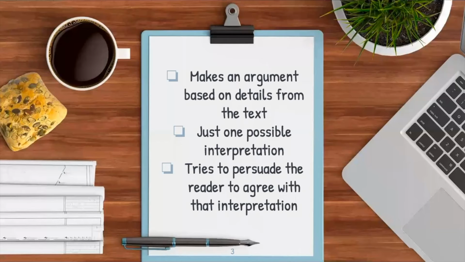A text analysis paper takes details from the text and has an argument about those details. The argument is not explicit in the text itself and is just one possible interpretation, but you want to argue your interpretation and persuade the reader to agree.